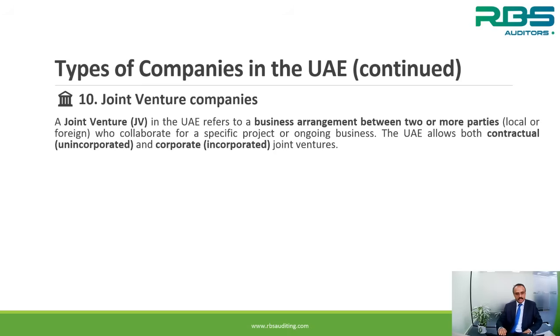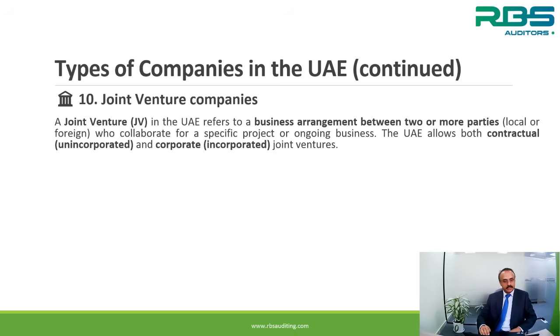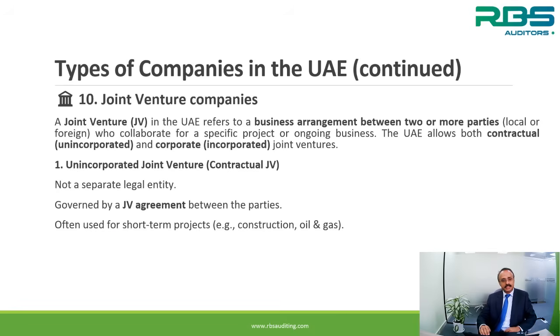Accordingly, whether at the unincorporated partnership level or the partners level, tax will be taxable. Next option is a joint venture. A joint venture is a business relationship between two or more parties, either local or foreign, who collaborate for a specific project. For example, in a road construction, they are jointly involved in that project. There can be a contractual unincorporated joint venture, or an incorporated joint venture.